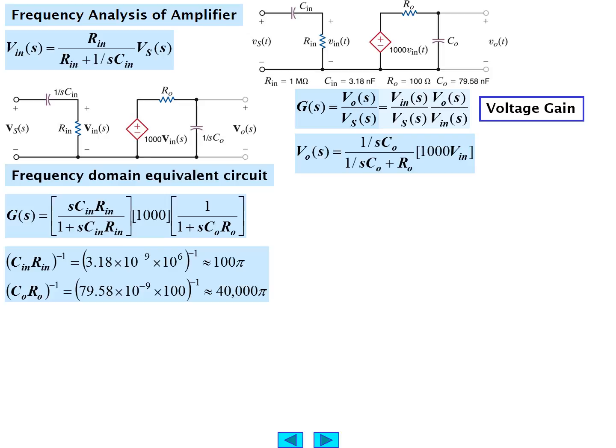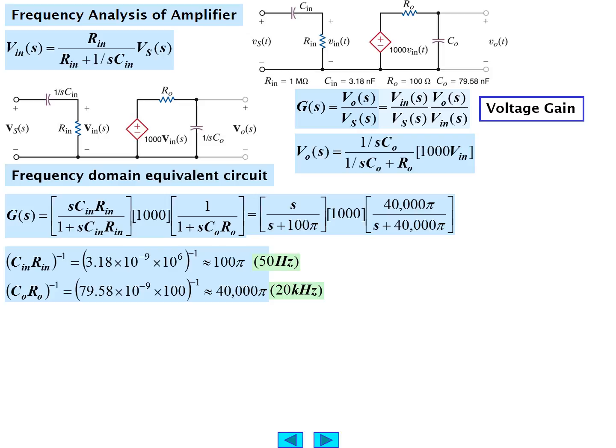Bringing the products together for the terms that we just saw, we can multiply Cin, which is 3.18 nanofarads, by Rin, which is 1 megaohm. We get 3.18 times 10 to the minus 9th times 10 to the 6th for 1 megaohm, and we want 1 over that. We get approximately 100 pi. Doing the same thing with C0R0, 79.58 nanofarads times 100 ohms, we get approximately 40,000 pi for the 1 over C0R0 term. 100 pi is about 50 hertz, and 40,000 pi is about 20 kilohertz.